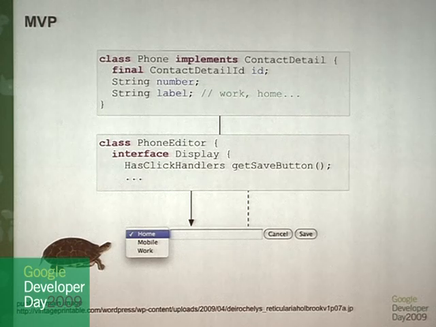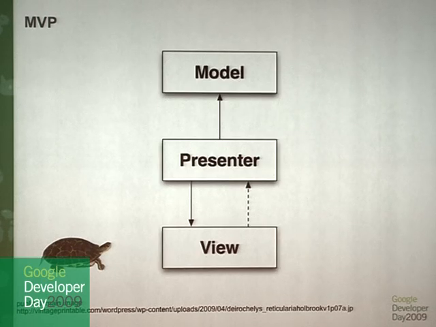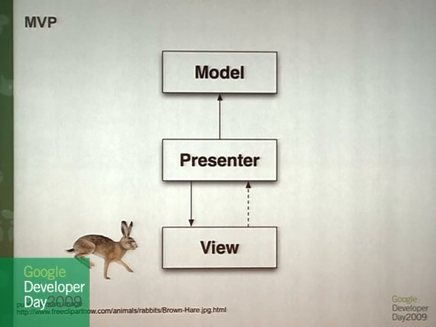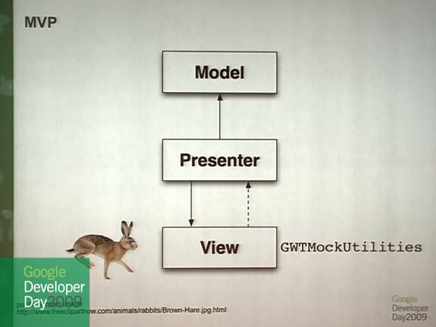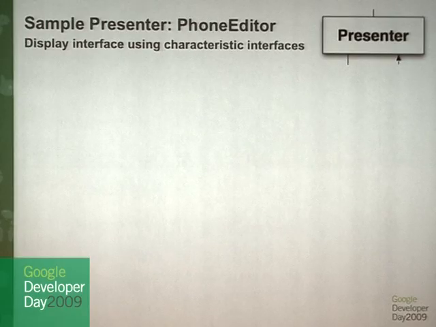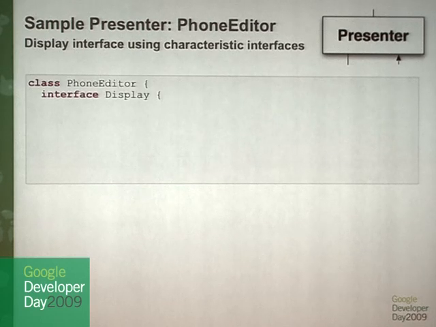And remember, the browser was slow. What we really want is we want to make the browser fast. And for that, we have GWT mock utilities. They allow us to mock up some of the browser functionalities. And that gives us mock views. Now let's look at the presenter, what that actually looks like, because you want source code to understand how it works.